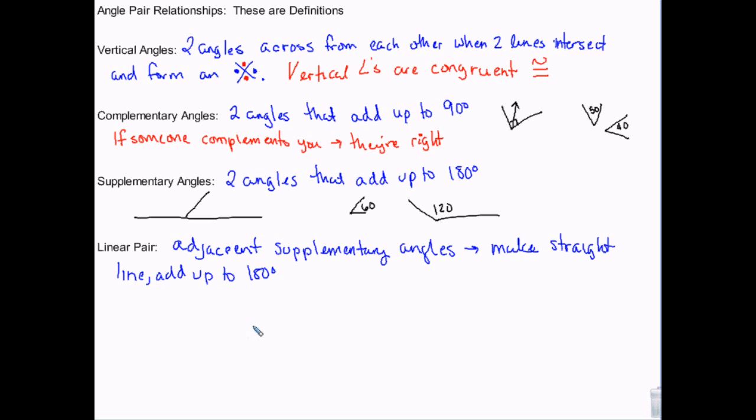The linear pair, though, has to be touching. So to call something a linear pair, they have to be adjacent. They have to be connected and make a straight line. Otherwise, they're just supplementary. And these could be any measures as long as they add up to 180. So I'm going to say that one's probably about 35. So that would make this one 145.